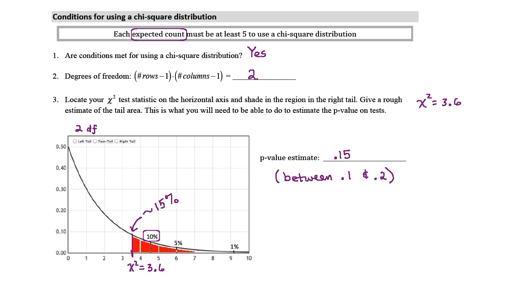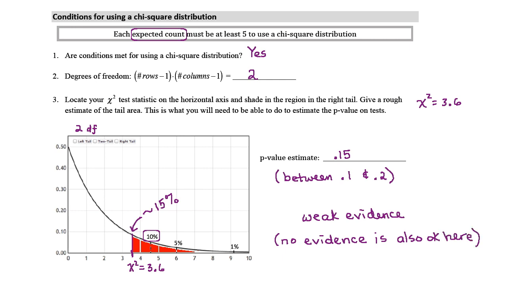I'm going to choose to say weak evidence for now, and we'll stay consistent with that as we write our conclusion. But no evidence would also be a reasonable answer here, because any higher than 0.15, and we would definitely go for no evidence. We're going to see how to write our conclusion in just a moment.